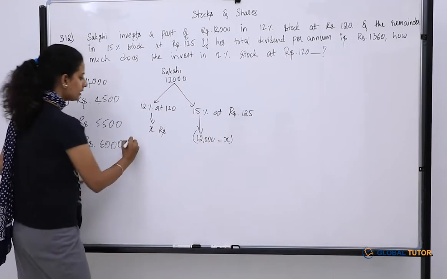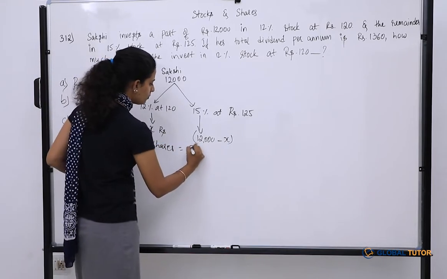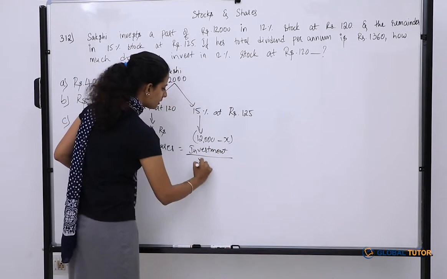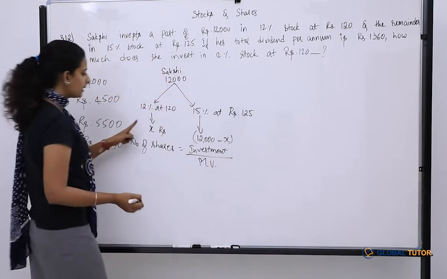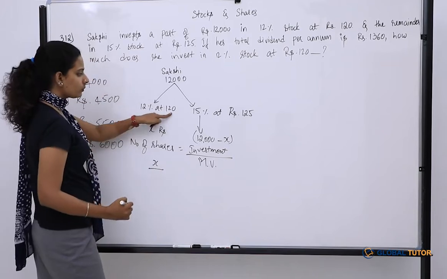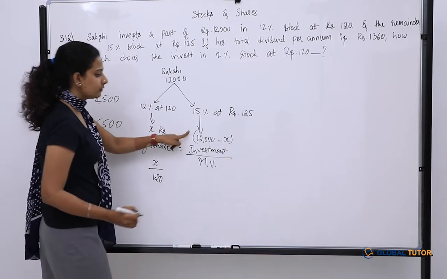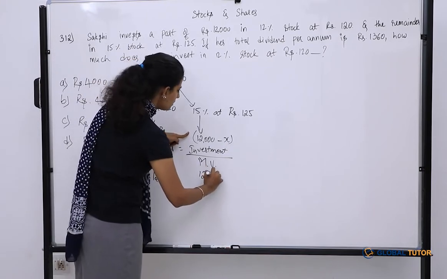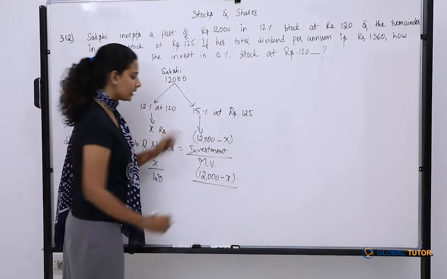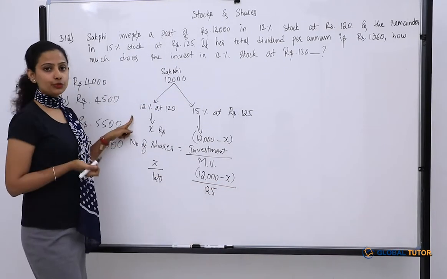And we know that number of shares is equal to investment divided by the market value. In this case, the investment is X rupees divided by market value 120. Similarly, in this case, investment is 12,000 minus X divided by market value 125 rupees. Now let's move to the dividend.